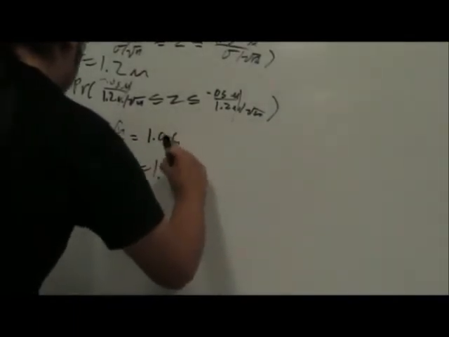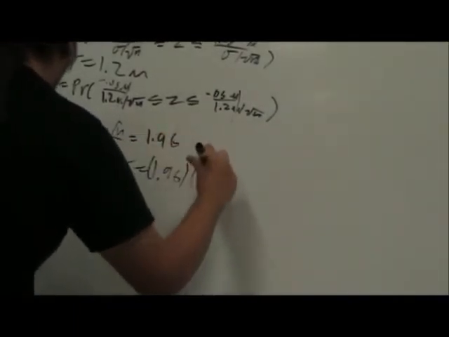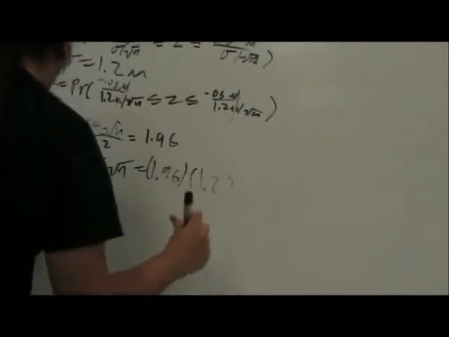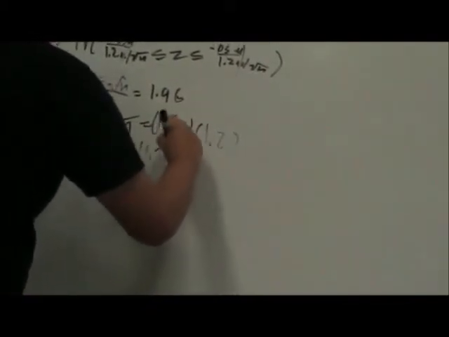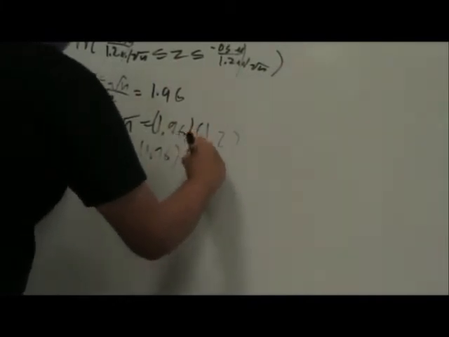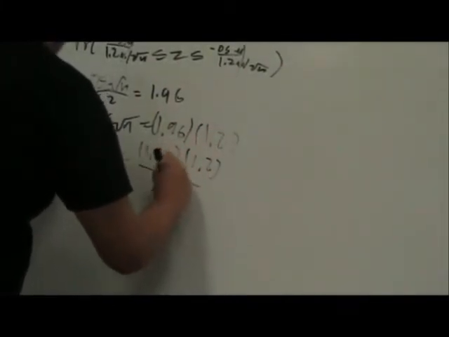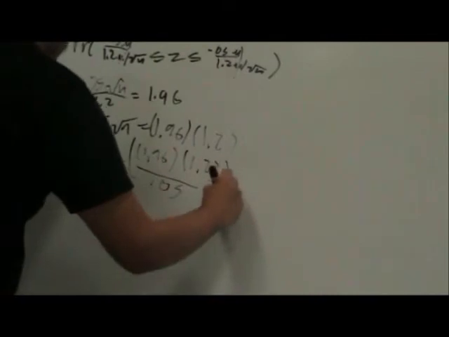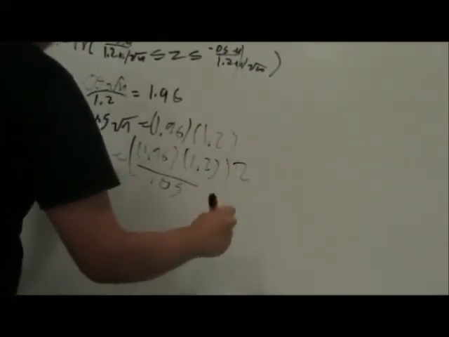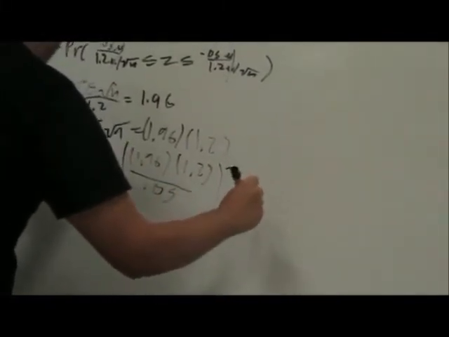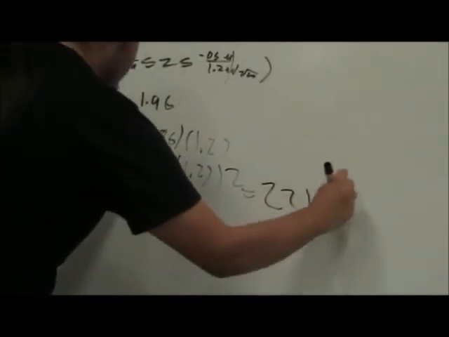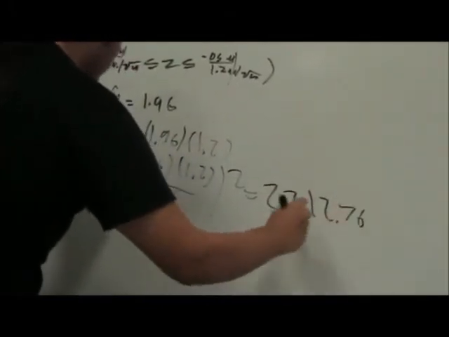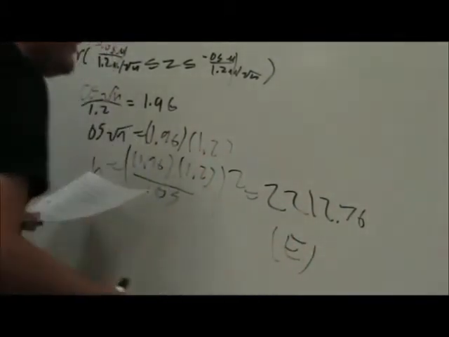Go to 1.96 times 1.2. n is equal to 1.96 times 1.2 over 0.05, squared, and you get n is equal to 2,212.76, and so answer choice B.